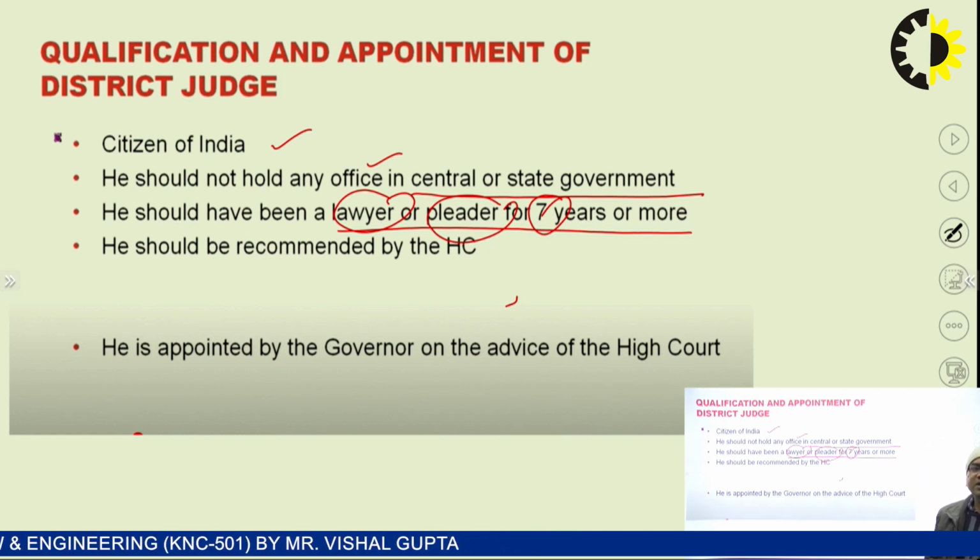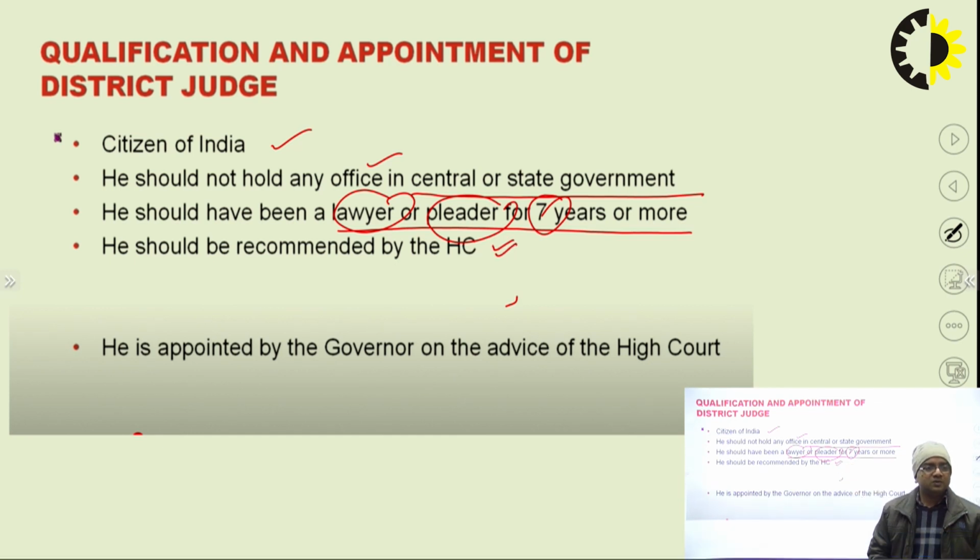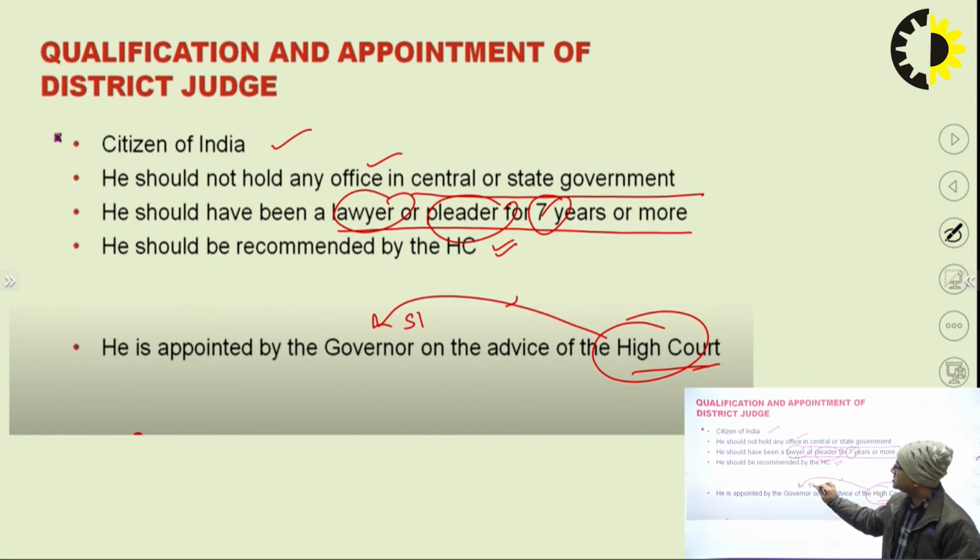Then he should be recommended by the High Court. So the High Court is not only responsible for supervising the lower court, but also for appointing judges of the lower court. He is appointed by the Governor on the advice of the High Court. So the High Court plays an important role, advising the Governor of that state that this particular lawyer, this pleader, fulfills all the criteria, is experienced, and should be appointed as a district court judge.